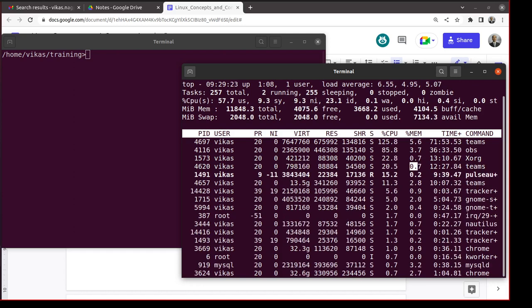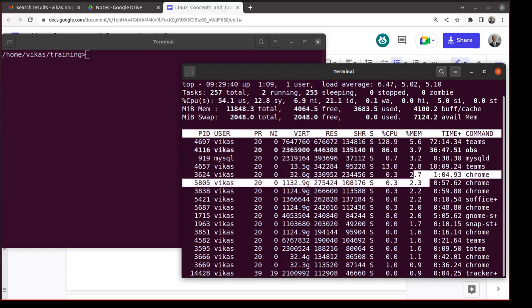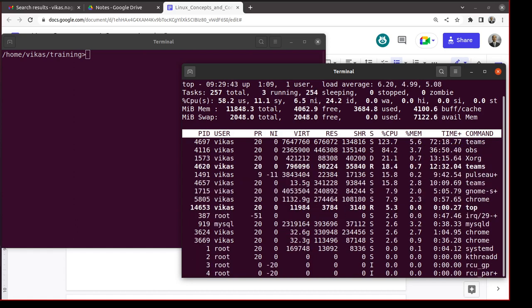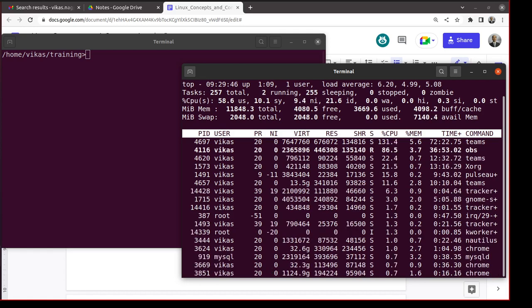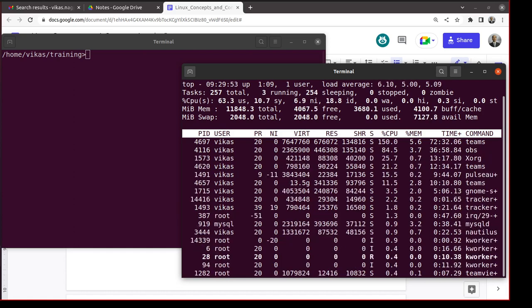If you press Shift M, okay, I'm pressing Shift M, then it sorts based on memory. Teams is the most memory extensive thing, then the OBS recorder, then MySQL daemon, then Chrome and so on. So Shift P sorts it on CPU, Shift M sorts it on memory. But anyway, we are interested in CPU right now.